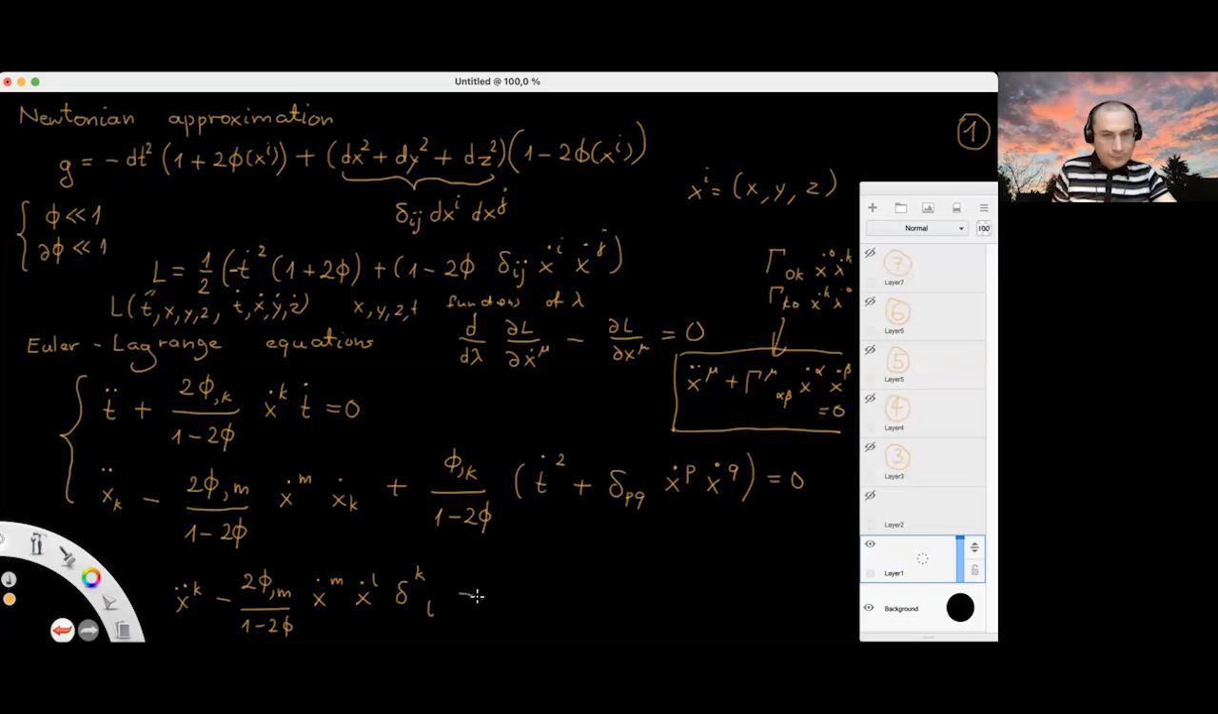And then we've got plus I L delta KL over 1 minus 2 phi T dot squared plus I L. So I have raised this lowered index k to an upper one, and then renamed the index k into L here, just to be able to use k as an unsummed index. That's the whole trick here. It will also help me a little bit with reading of the results. And here I'm left with delta pq x dot p x dot q. And this is zero. So now let's read off the coefficients.